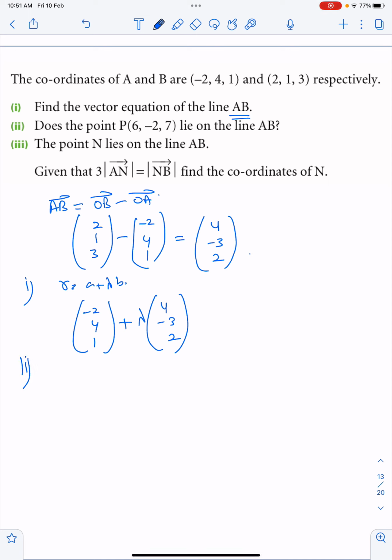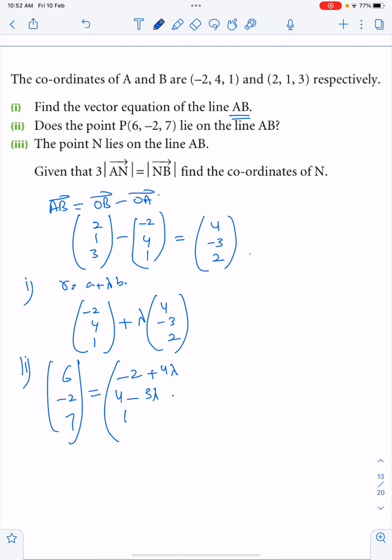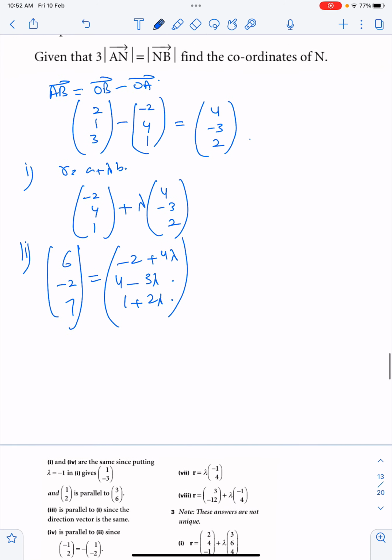Then they're saying, does the point lie on the line? Whenever you want to check, as I told you, you have to equate 6, minus 2 and 7 equals minus 2 plus 4 lambda, 4 minus 3 lambda, and 1 plus 2 lambda. Equate the two and the value of lambda should be the same for all of it. So let's solve the first equation here. 4 lambda equals 6 plus 2, which is 8, lambda is 2 for the first part.